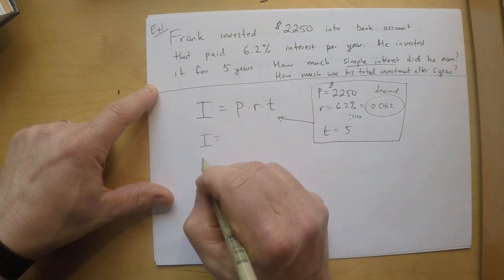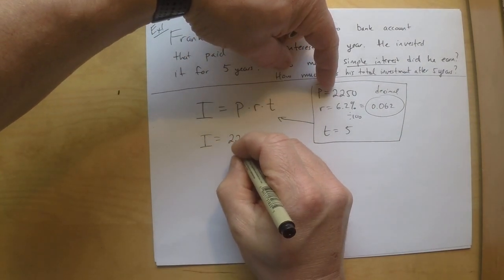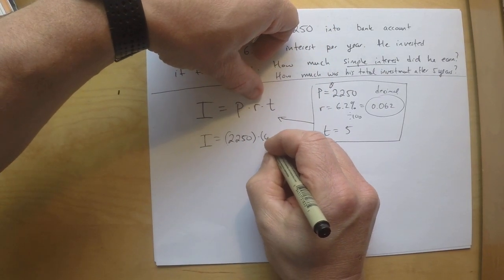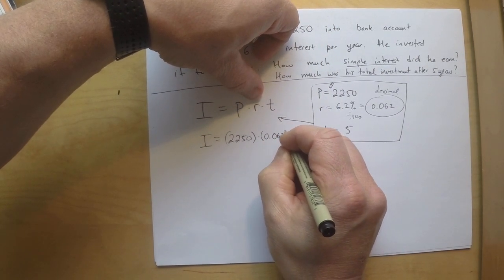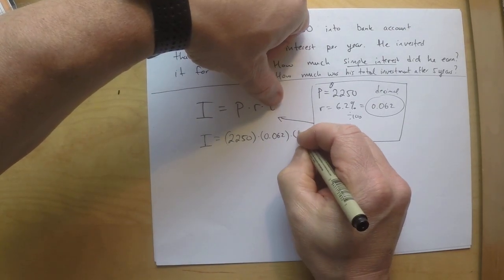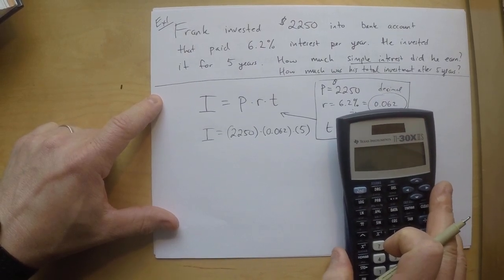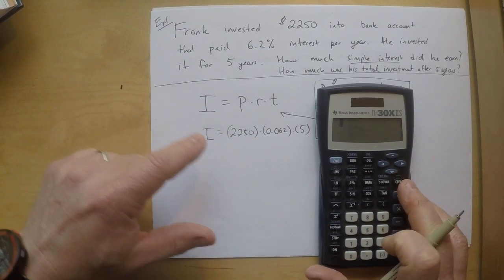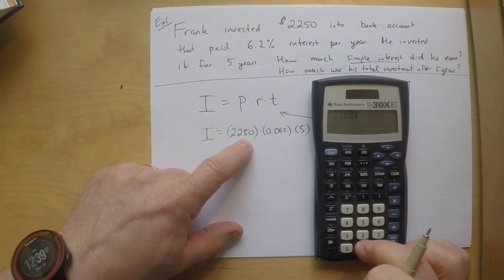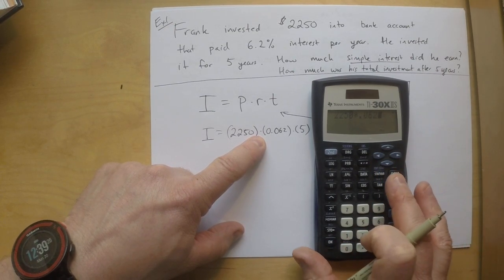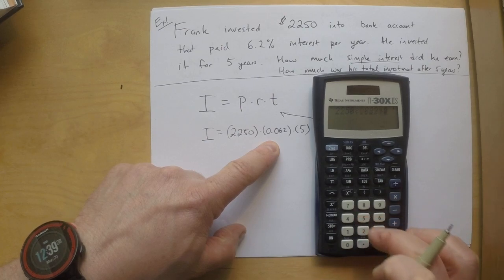So the interest equals 2,250 times the rate, 0.062, times the time, 5. I'm using brackets as I always do when I substitute into a math formula. And watch what comes out of this. So 2250 times 0.062 times 5.